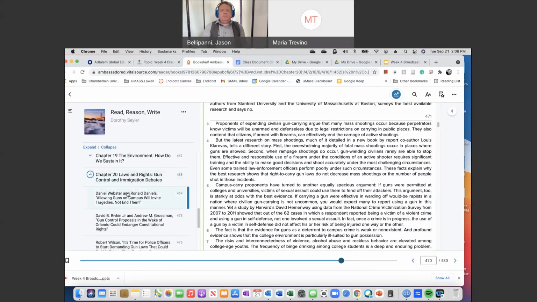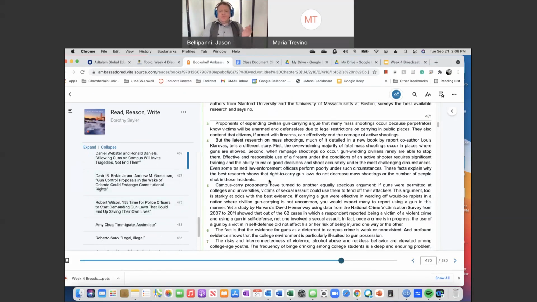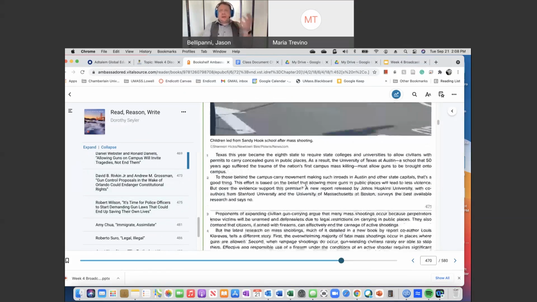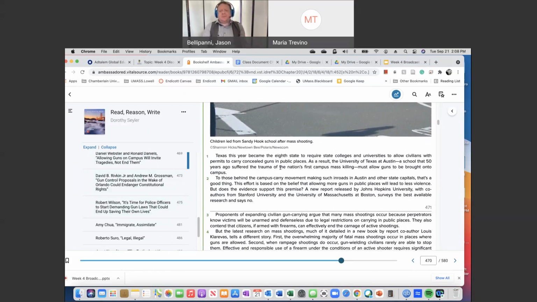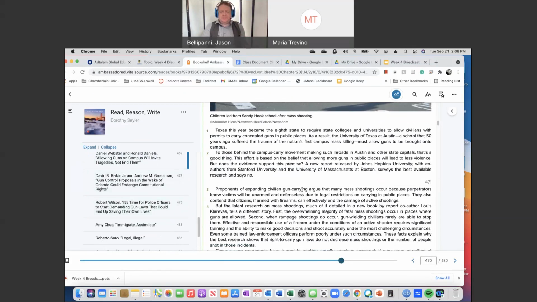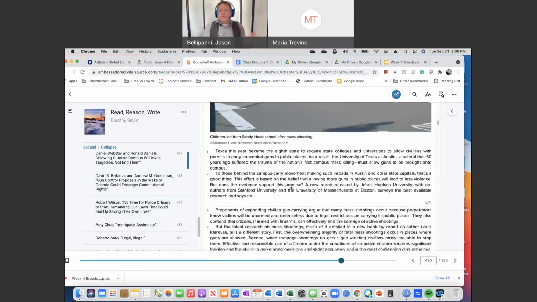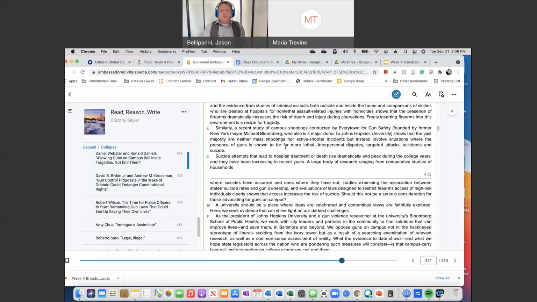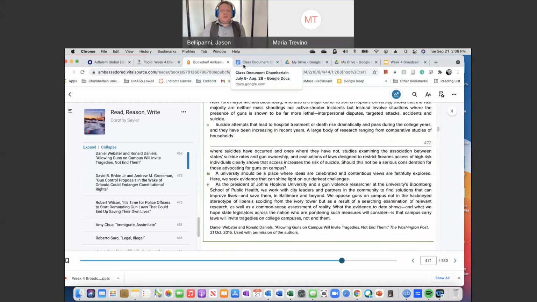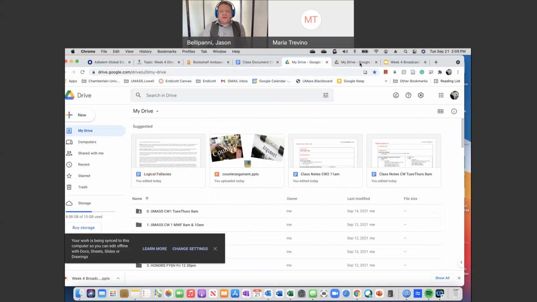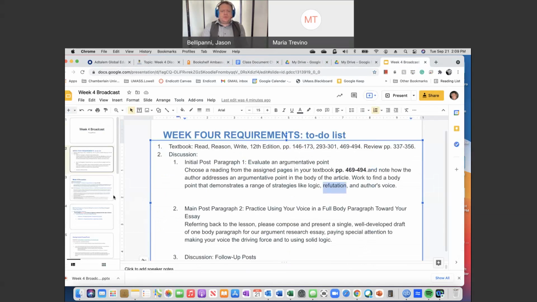So you're picking one of them, and you're basically analyzing it, talking about the different things that the person does to persuade people, the support that they use, if their voice comes through, and so on. So that's the first one. I think they're calling it an analysis, even though it's sort of short of that.